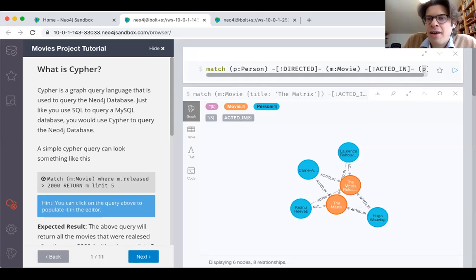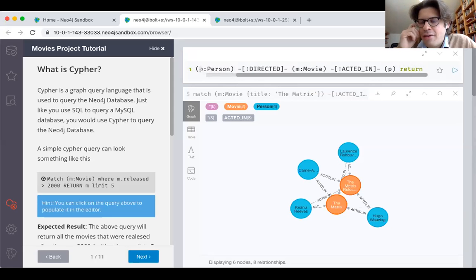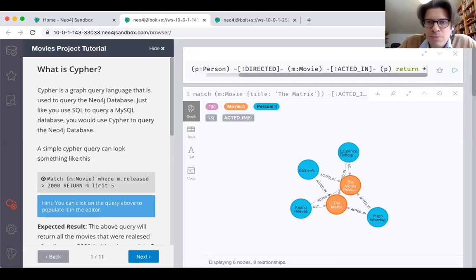So here I'm using the same variable name P twice, which means that they have to be assigned to the same node in the graph. And I have one connection between the person and the movie of type directed, and another connection of type acted in. So here I'm looking for the people who have played in their own movies, basically. And here I want to return everything, so I can just use this asterisk here.